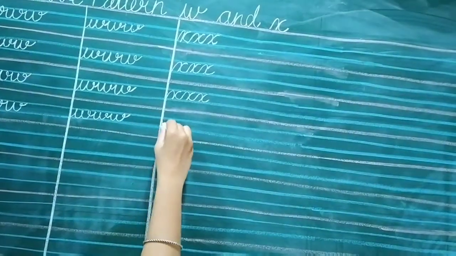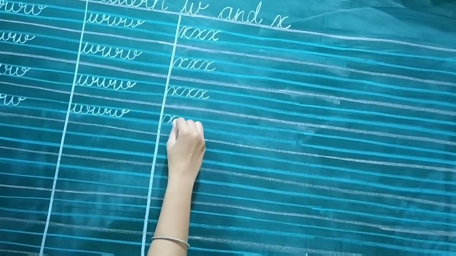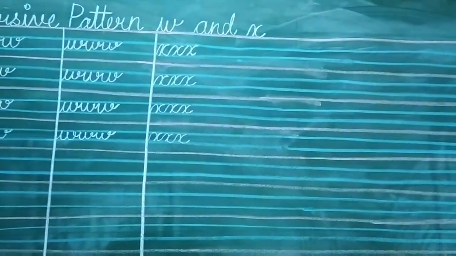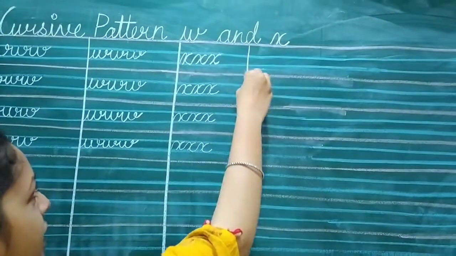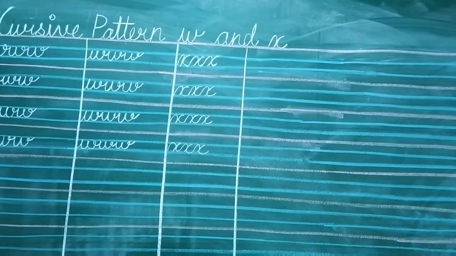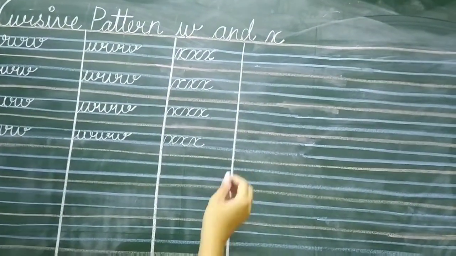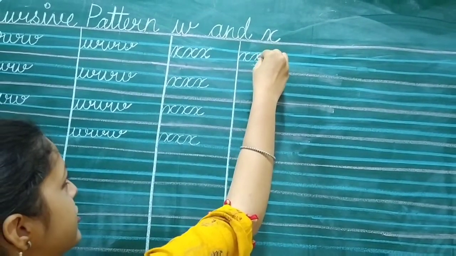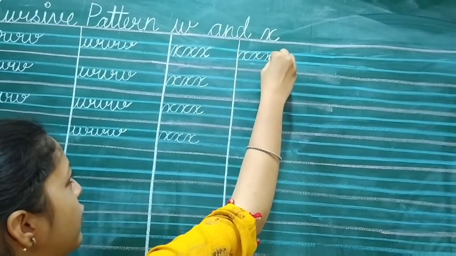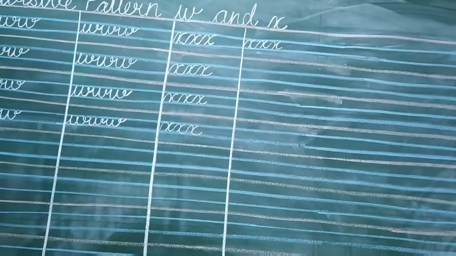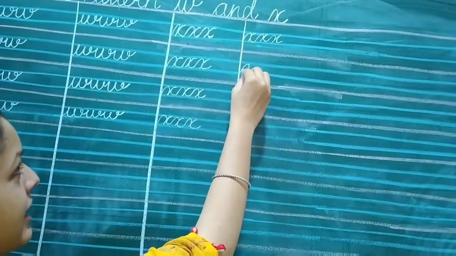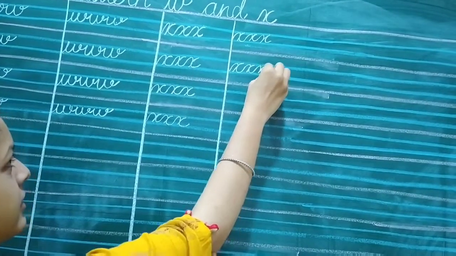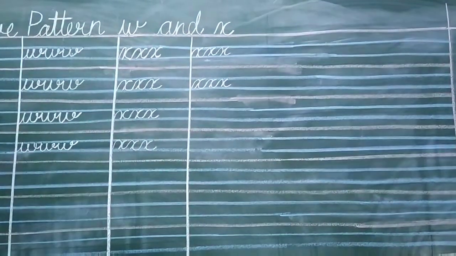Yes, let's write again. X. Continuously three times without leaving our hand. Draw a line, you will write homework. Okay, let's start again with X. X for Xmas tree. Again, X. Three times without leaving our hand in the blue line. X. X for Xmas tree.